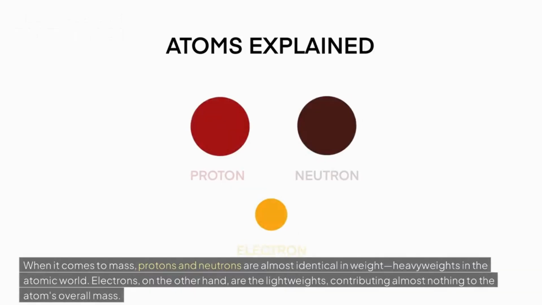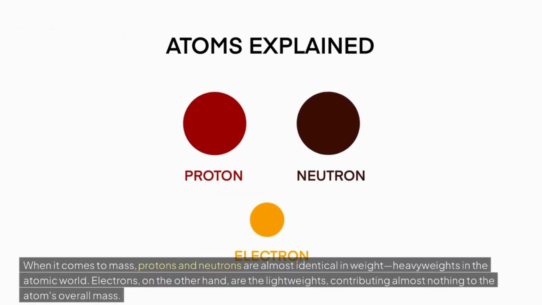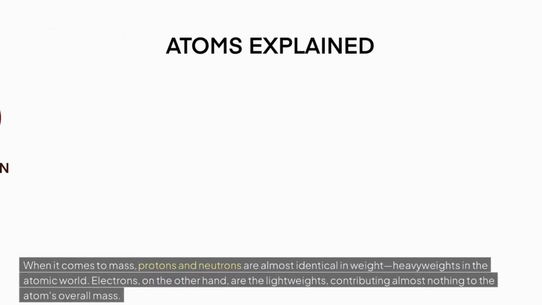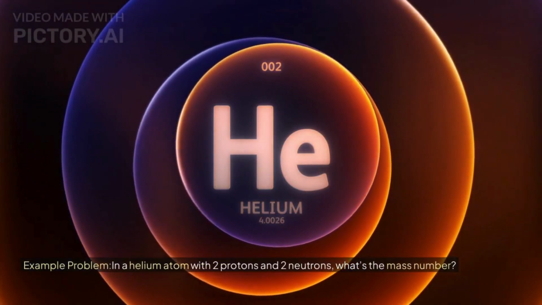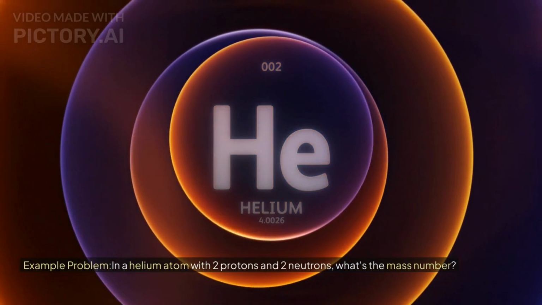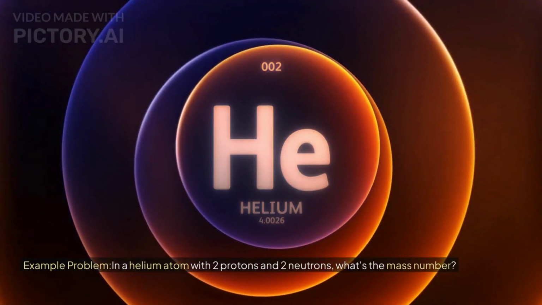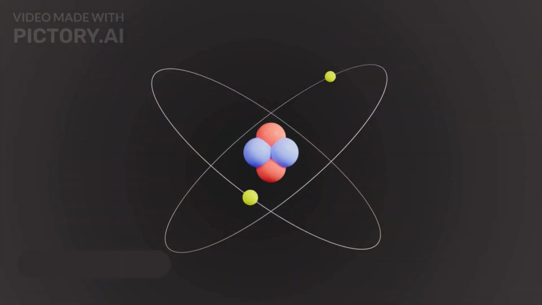Measurements of mass. When it comes to mass, protons and neutrons are almost identical in weight, heavyweights in the atomic world. Electrons, on the other hand, are the lightweights, contributing almost nothing to the atom's overall mass. Example: in a helium atom with 2 protons and 2 neutrons, what's the mass number? It's 4. 2 protons plus 2 neutrons equals a mass number of 4.